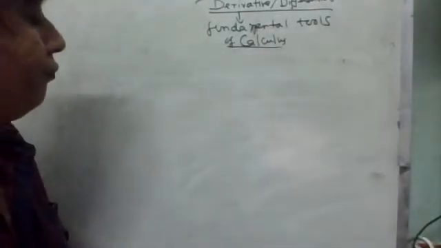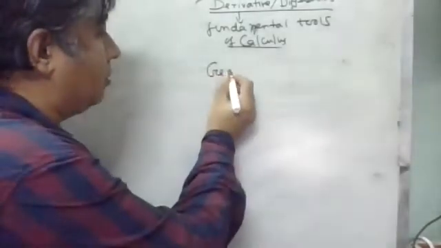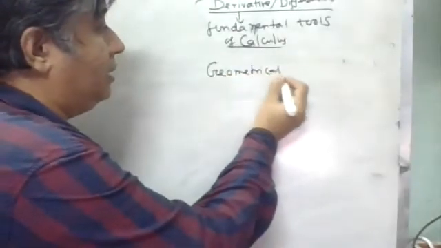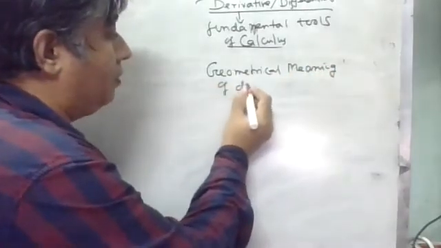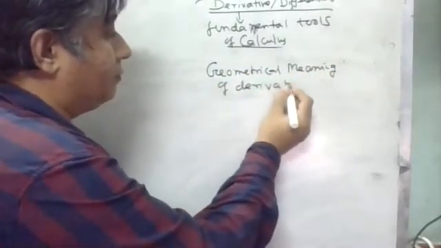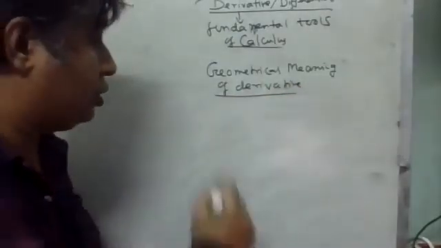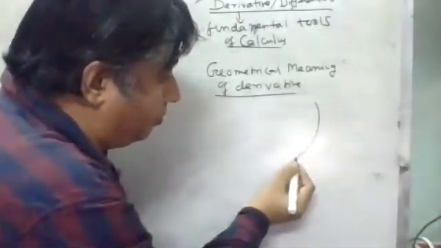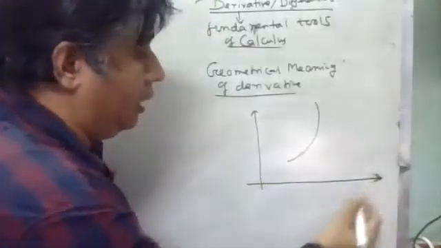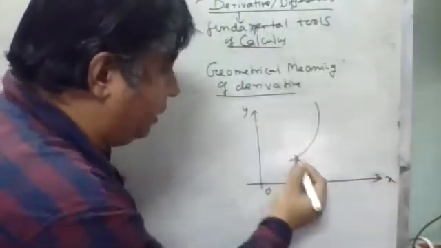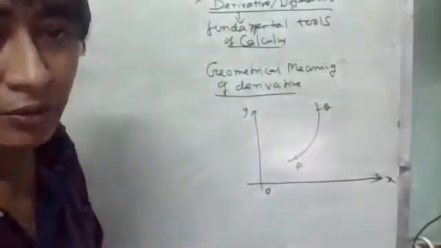So I'm rubbing this part. Now, the geometrical meaning of differentiation, the geometrical meaning of derivative. Geometrical meaning means a figure has to be drawn. In the XY plane, take points P and Q on this curve.